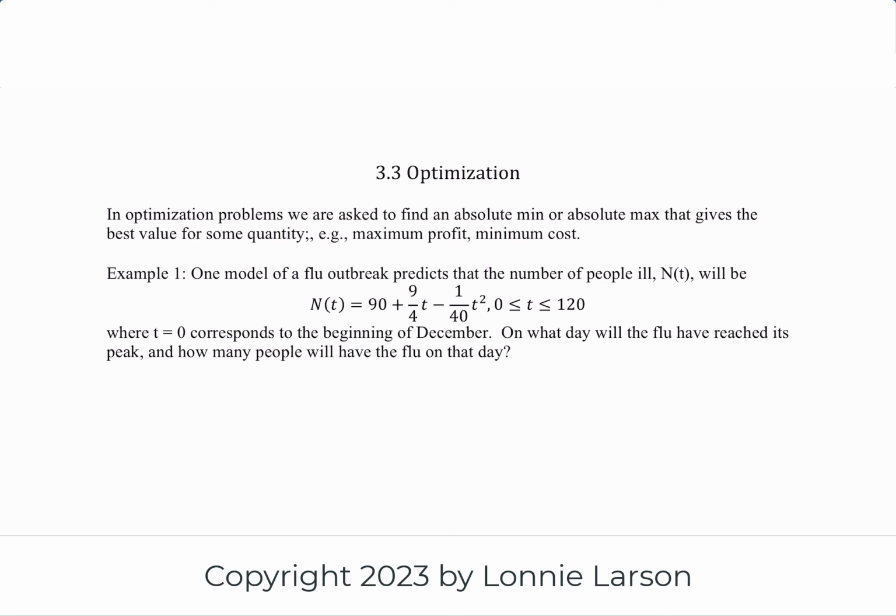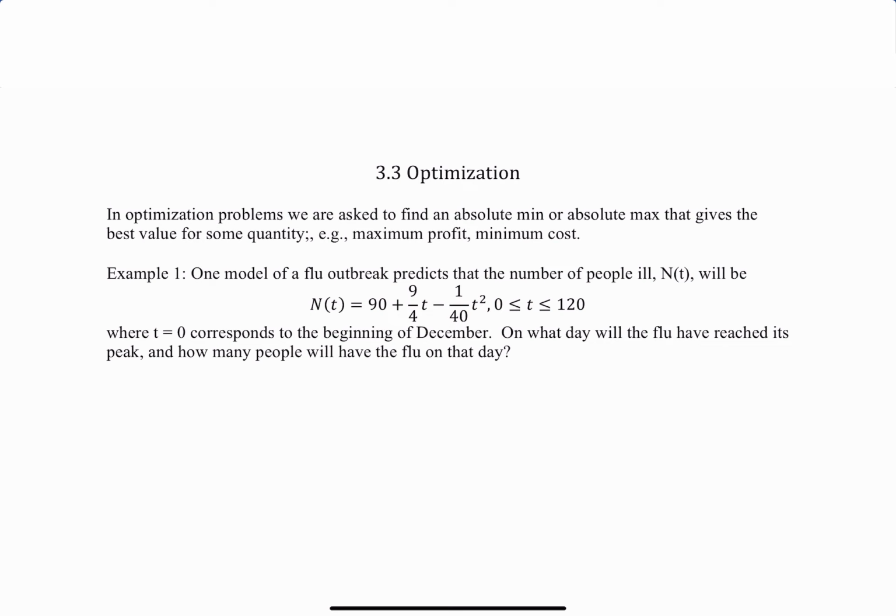In this section, we're going to talk about optimization problems. In optimization problems, we are asked to find an absolute minimum or an absolute maximum that gives the best value for some quantity, in other words, the optimal value. For example, you might want to find maximal profit or minimum cost.